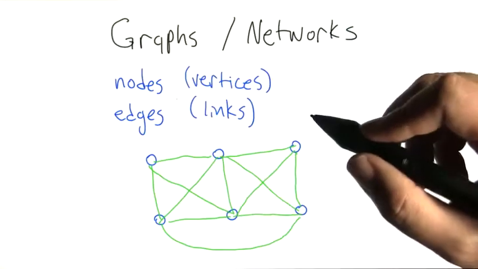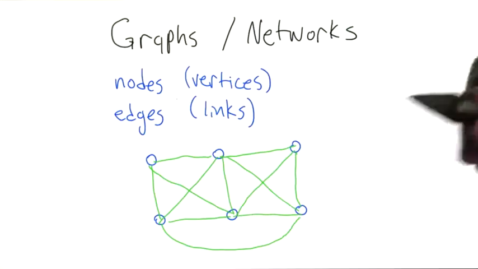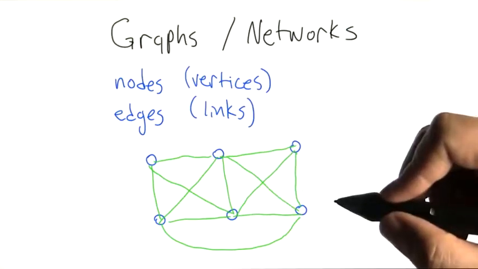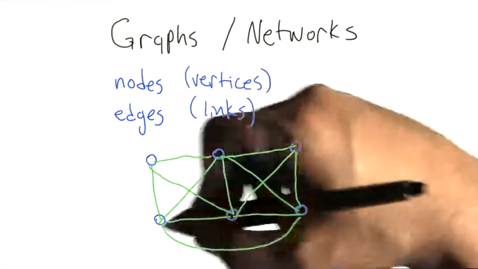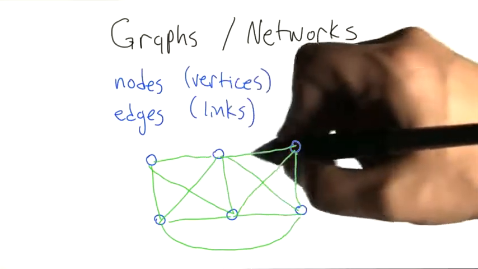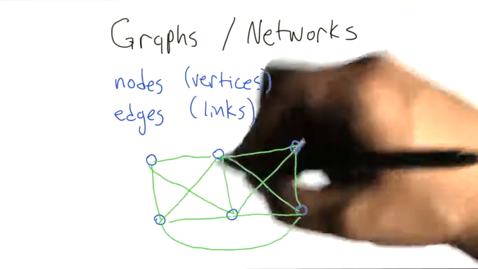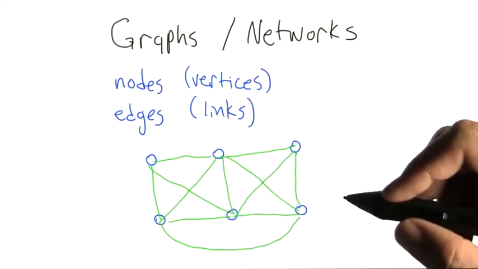But for whatever reason, I mixed them together. I apologize. I tried to change, but it just didn't work. Here's an example of a graph that has 6 nodes, the blue circles here, and 1, 2, 3, 4, 5, 6, 7, 8, 9, 10 edges connecting those nodes together.